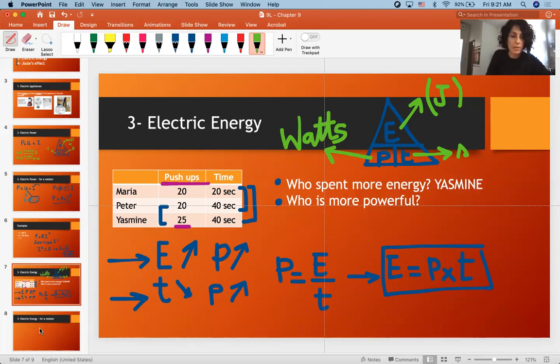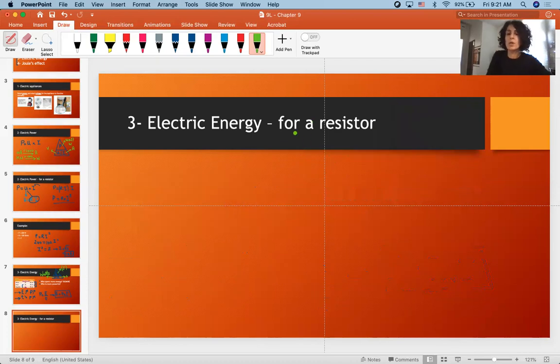Now we have another slide in which I need to discuss the energy for a resistor. So we already wrote that energy is power times time. In this case, how can I find the power P? You have many methods to find the power P. And let me remind you, P can be U times I.